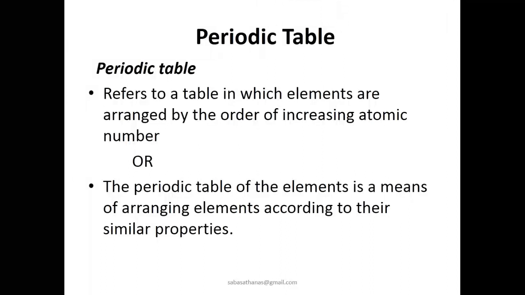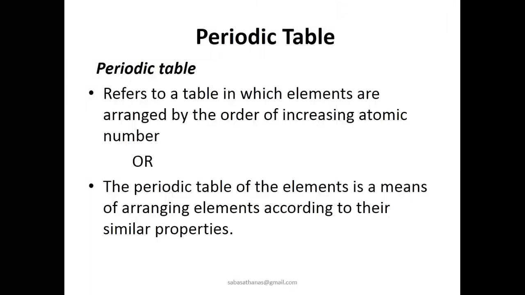Na ndio maana aka-provide na law yake, akaibadilisha tu pale kwa bwana Mendeleev, kwamba properties of an element are periodic functions of the atomic number. Means elements or atoms are arranged in order of increasing atomic number instead of atomic mass. Or in other words, the definition of a periodic table means is the means of arranging elements according to their similar properties.